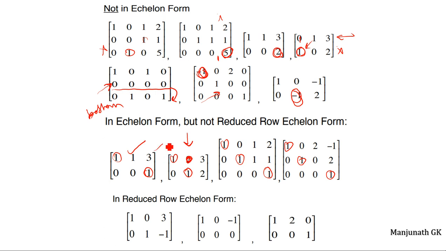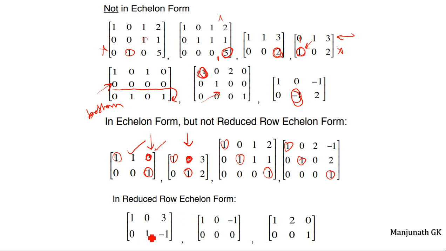And similarly, you can see here, it is echelon form obviously, but not a reduced row echelon form, because the corresponding column should have only the leading element as a non-zero element. But in this column, 3 is also available, so if it is 0, then you can say that it is a reduced row echelon form. Some of the examples are given here. So it is an echelon form as well as a reduced row echelon form.